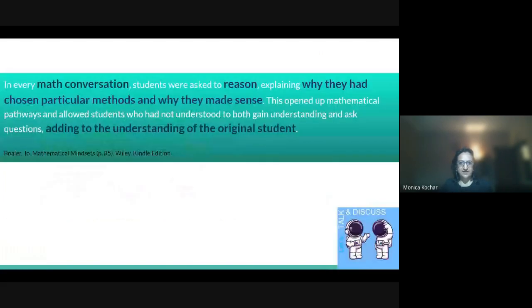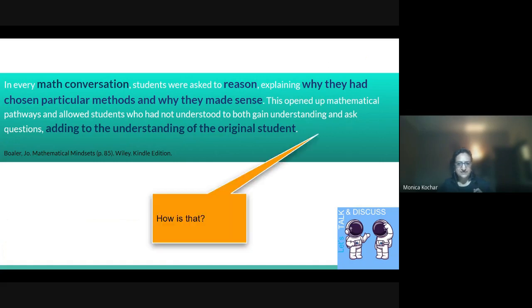And so math talk is when students are asked to reason, students are asked to explain. Why did you choose this method? Why does this make sense? And then students didn't think of, is it right or is it wrong? The students were only thinking of, okay, how did I come to the answer?